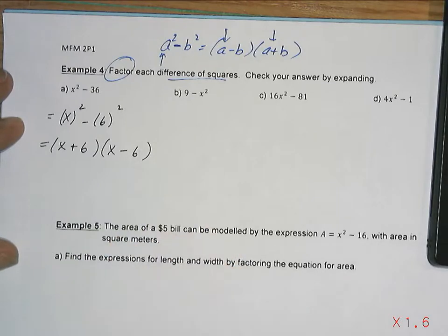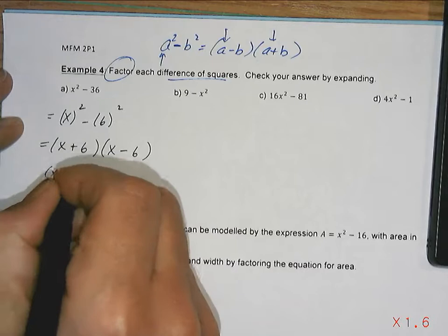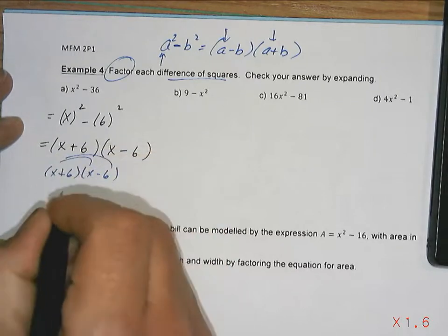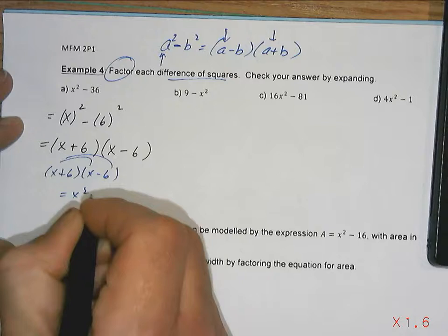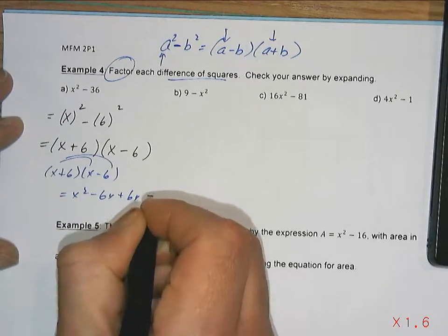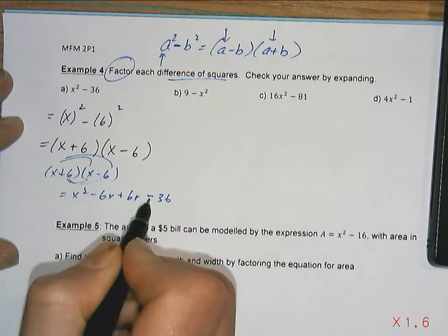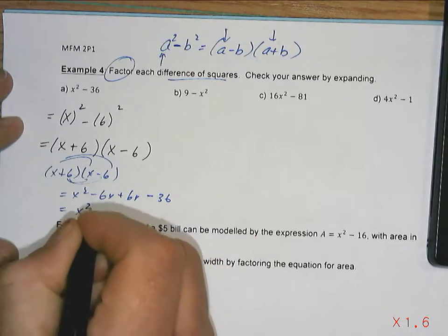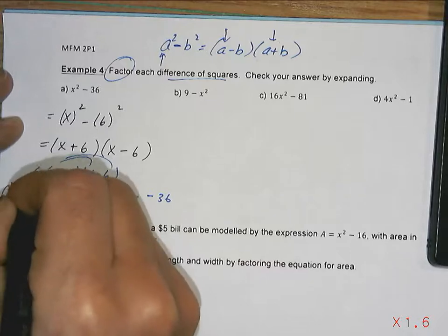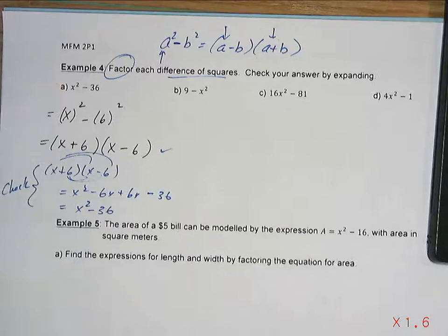So I'm done. To do your check, what you do is you take your answer and you expand it. x times x is x squared. Negative 6x. Positive 6x. Negative 36. Remember, a positive times a negative gives us a negative. So this is going to be x squared minus 36. And that, if it's the same as what we started with, means that what we did was correct.